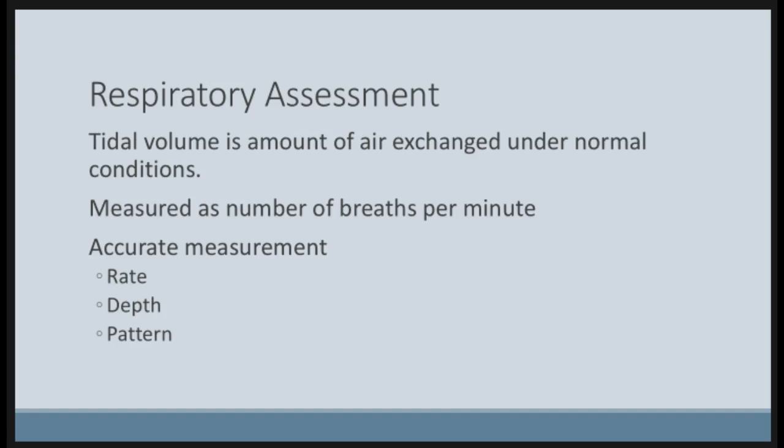So when you're assessing the respiratory rate, you want to describe it in breaths per minute. So the rate, the depth, and the pattern. Is it shallow? Is it a lot of effort that the patient has to make to get their breath in and out? And is it fast? Or is it slow? Things like that are really important. Is it irregular? That's something you're going to record if your patient's having issues.